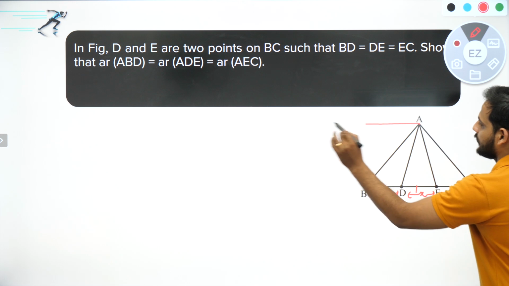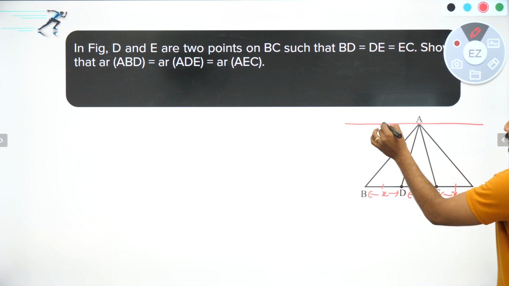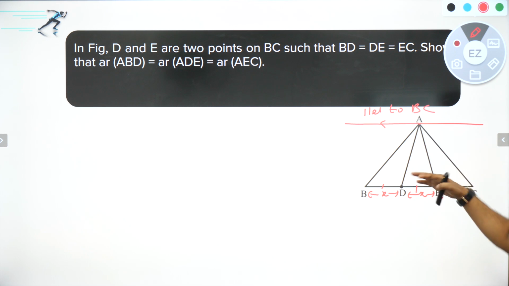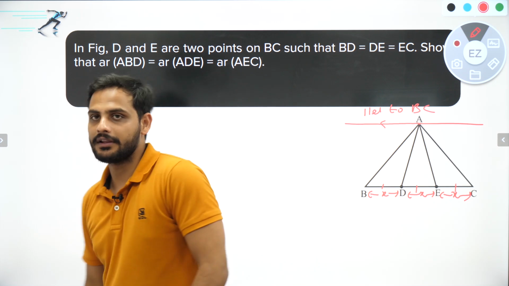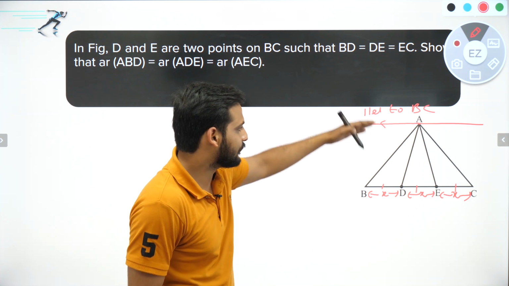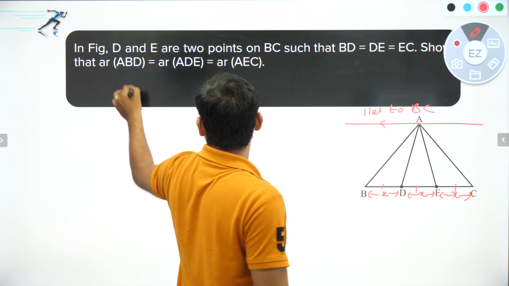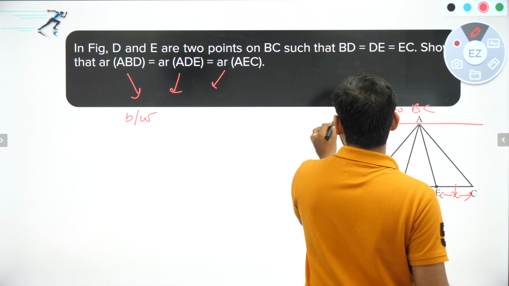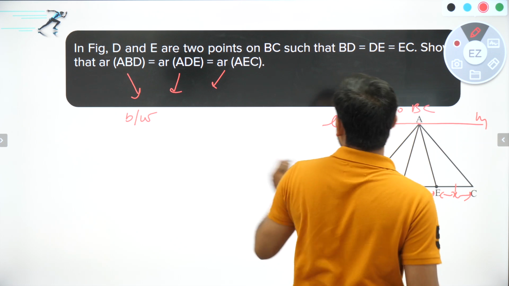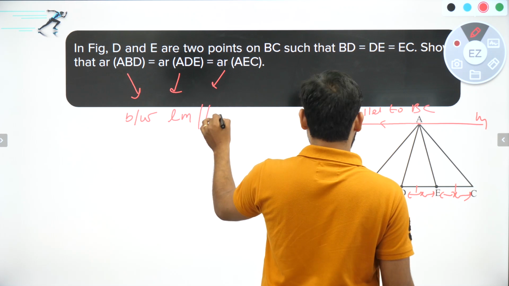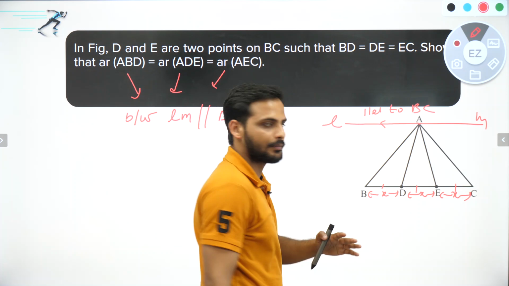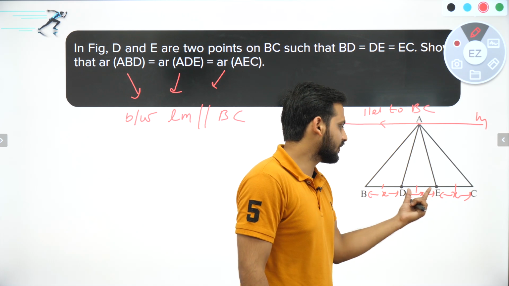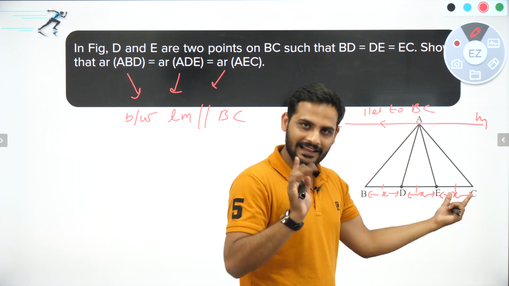And if I draw a line here from A, which is parallel to BC, then all the three triangles, which we have to prove, area of triangle ABD and the others, are between two parallel lines. Let's say this is line LM, parallel to BC. All the three triangles are situated between these two parallel lines. Even though the base is not the same, for this the base is BD, for this the base is DE, for this the base is EC, the length of the base is the same.